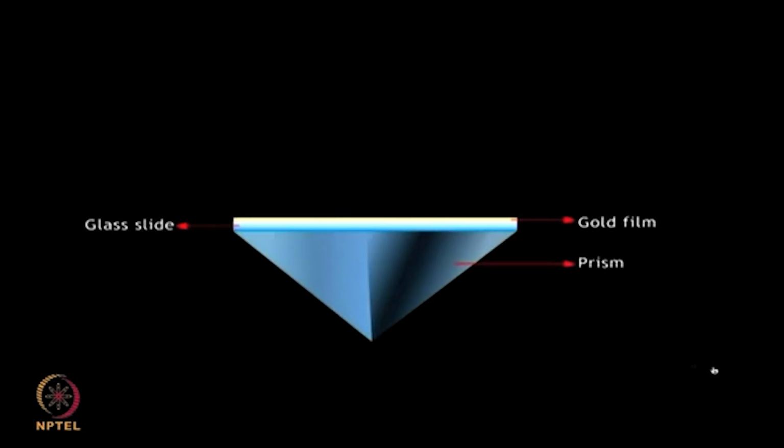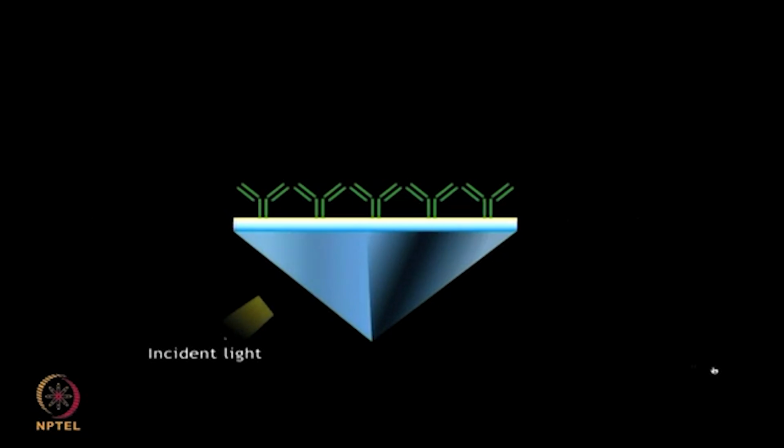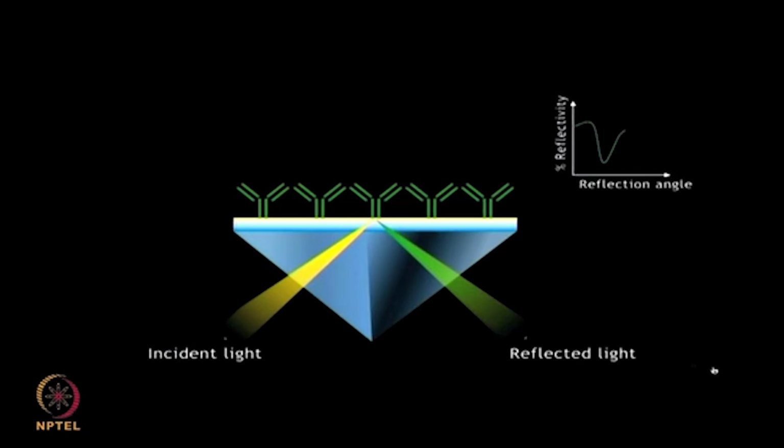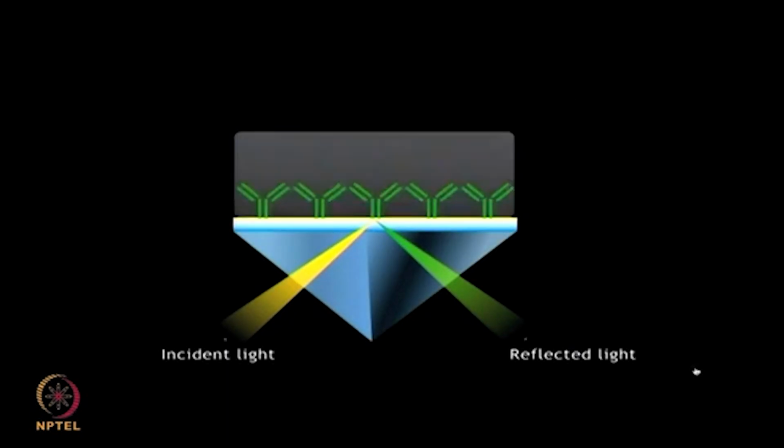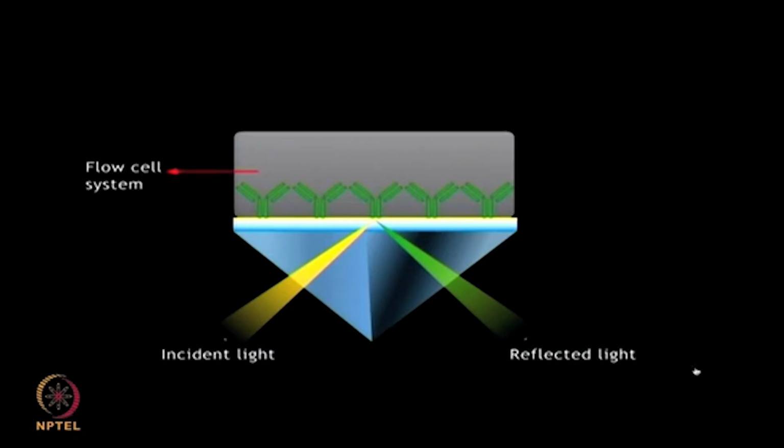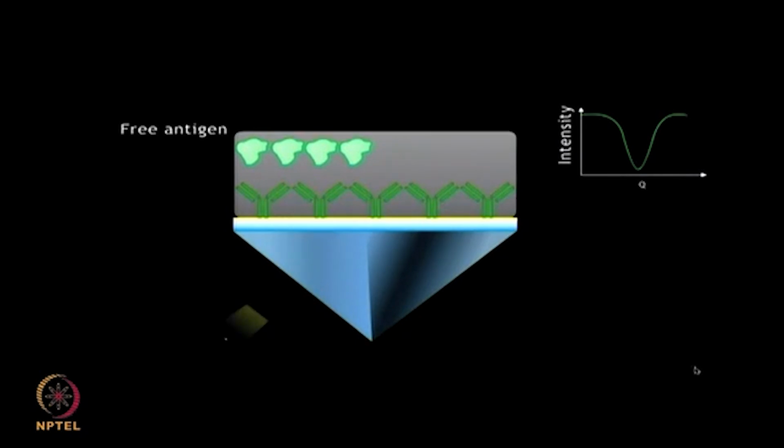So, let us watch this animation, where there is a gold film on top of a glass slide. Then there is a prism. The test antibodies are immobilized on the gold surface. The incident light striking the surface is constantly reflected at a particular angle. In an SPR experiment, the unlabeled free antigens or other query proteins enter via the flow cell and move towards the immobilized antibodies or other test proteins.